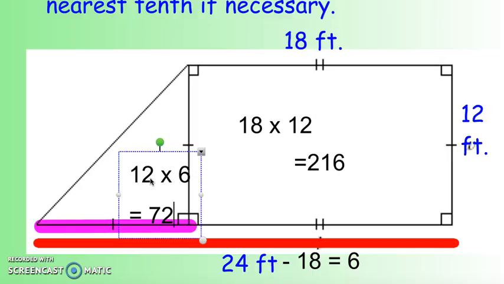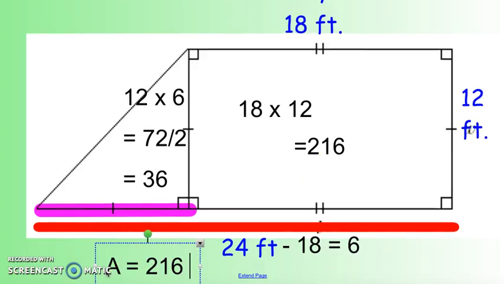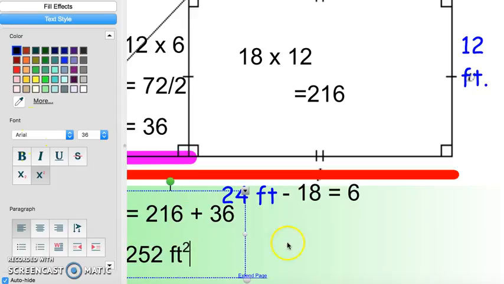But what else do you have to do besides doing base times height? Yeah, we have to take half of it. So what's half of 72? It is 36. Now, we have the area of 36 and the area of 216. What do you do with those two? We're going to add them together. So let's add them together. 36 plus 216, and we get 252. And we know it's feet, so we're going to do feet squared.